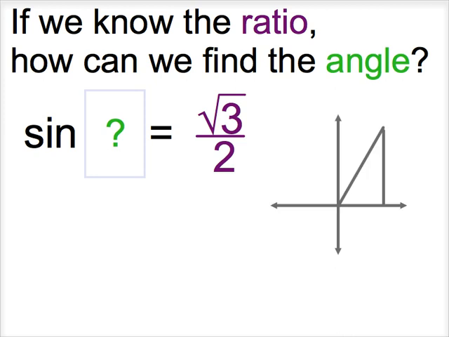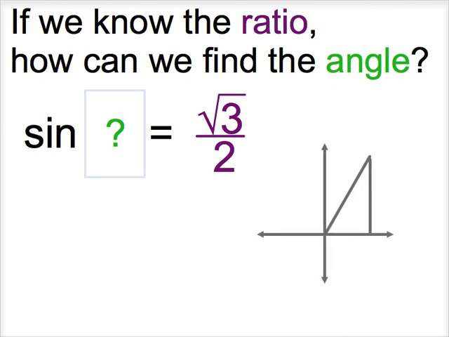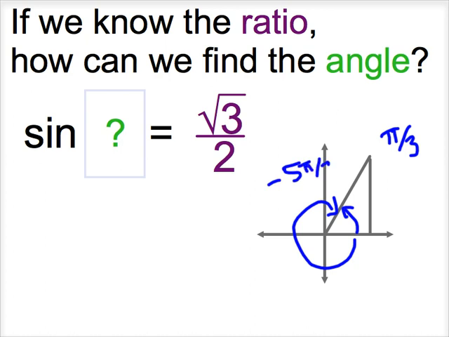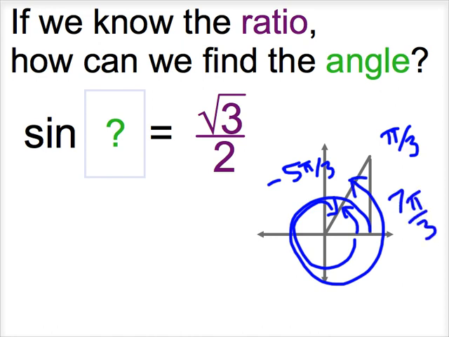I'll remind you that the obvious, or relatively obvious, answer of pi over 3 represents this angle here, pi over 3. But we could also get to that same angle on that same triangle on the unit circle by going -5 pi over 3, right? Or we could go in the positive direction but go around more than once and get 7 pi over 3. There are infinitely many coterminal angles.